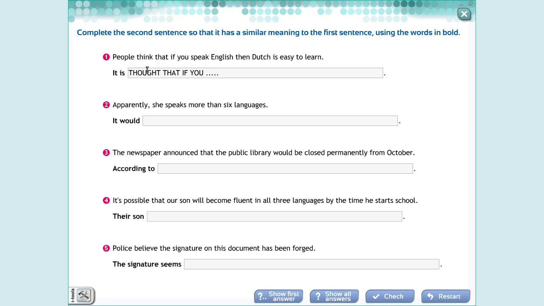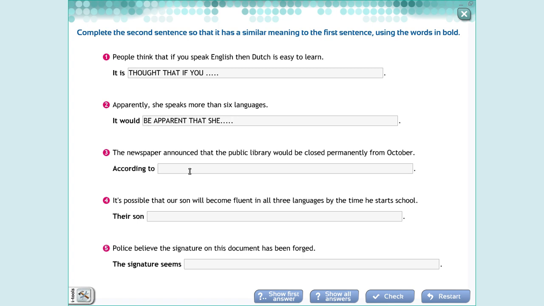Apparently, she speaks more than 6 languages. It would be apparent that she speaks more than 6 languages. It's a different way to say "apparently", but for sure it's easier to use this way. Just to know that it's possible to use in a different way.